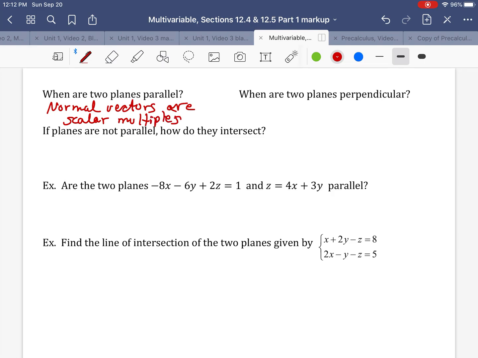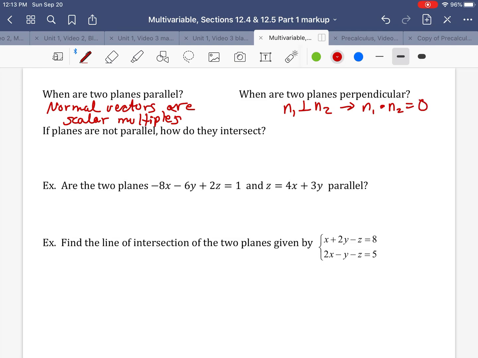Or they have the same normal vector, okay? When are two planes perpendicular? So I just use my good old perpendicular rule. I would say that when their normal vectors, normal vector 1 is perpendicular to normal vector 2, that would imply that normal vector 1 dot normal vector 2 equals, what is it? You got it? 0, right?